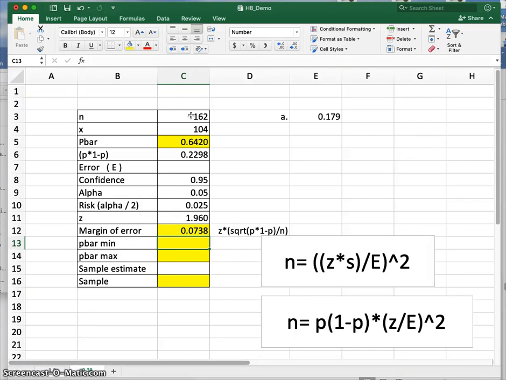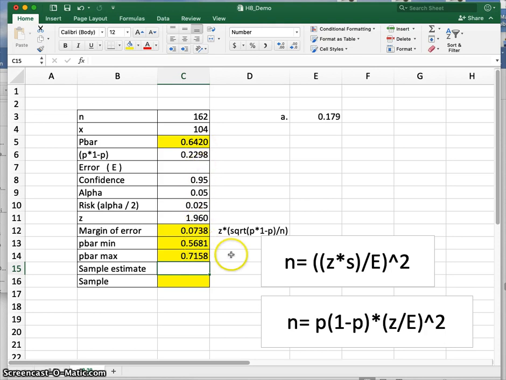So if I know that, then I can calculate my minimum and my maximum at a 95% confidence level. So the minimum, again, just equals P bar minus the margin of error. And the maximum just equals P bar plus the margin of error. And that's my confidence interval at 95%. Again, I could change the confidence level and see how that affected my confidence interval. And that's the answer to part B.